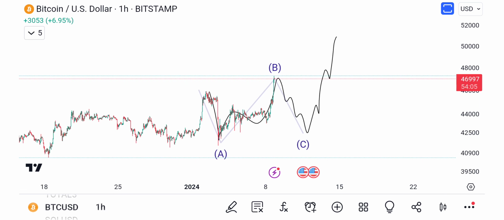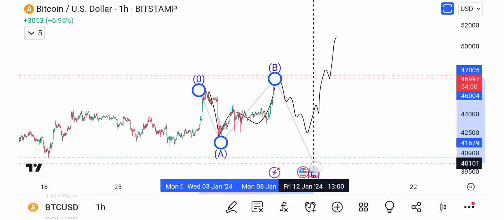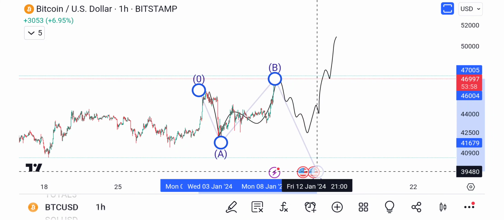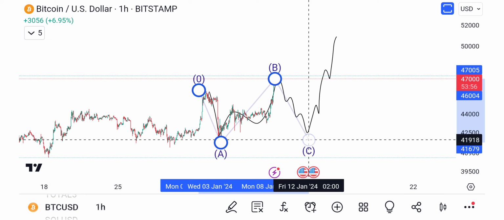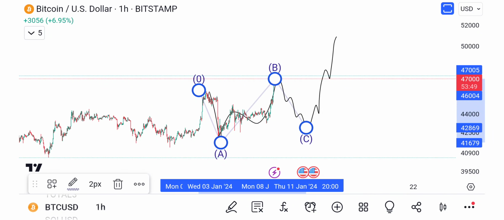Now again, I don't know where C would finish. Does C come up here? Is it a running flat? Does C come down for an expanding flat? Or does C come around here for a regular or irregular flat, right? So we don't know where C is going to go. Now, this is just an idea. This is not financial advice. I could be totally wrong on all my ideas, right?